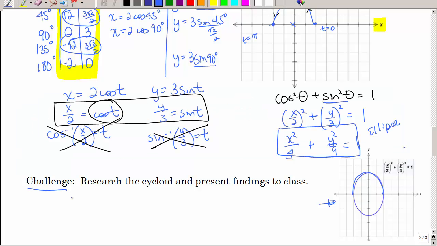I have a challenge. Do a little bit of research on what the cycloid is and be ready to discuss that in class.